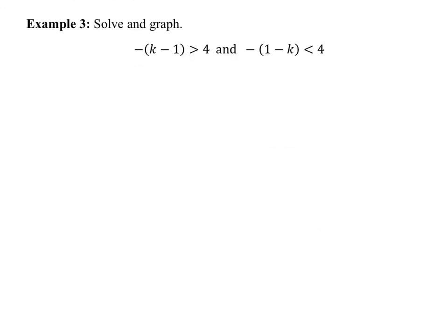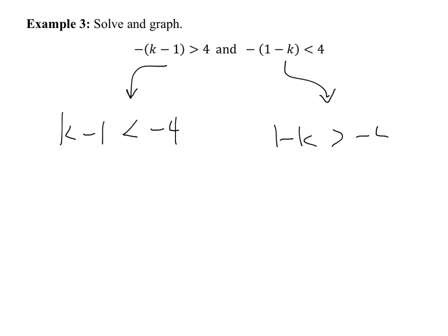So here you have an AND statement that's broken into two separate parts. Let's go through this, solving these separately, remember. I would divide by that -1 just to start. It makes it a lot easier, giving you k minus 1 is, instead of greater than, less than -4. And over here, 1 minus k is greater than -4. Again, I would start by dividing by the negative on the outside of the parentheses in both scenarios. Then I would go ahead and solve.